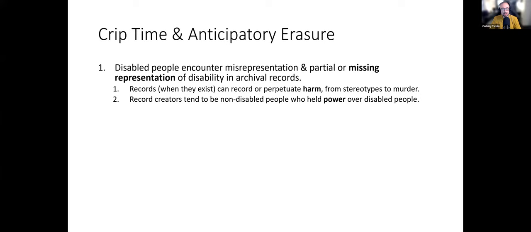All right, now on to the meat of today's session, describing disability. Crip time and anticipatory erasure. Disabled people encounter misrepresentation and partial or missing representation of disability in archival records. Records, when they exist, which is a key point, they don't always exist, can record or perpetuate harm, from stereotypes to murder. And record creators tend to be non-disabled people who held power over disabled people.